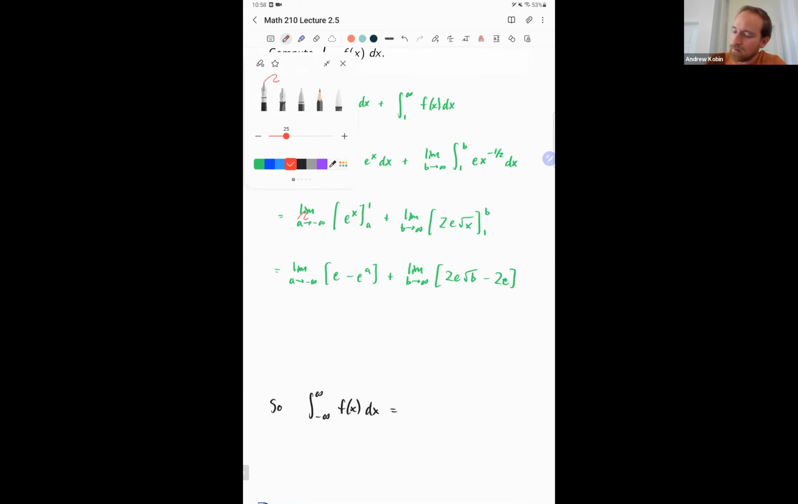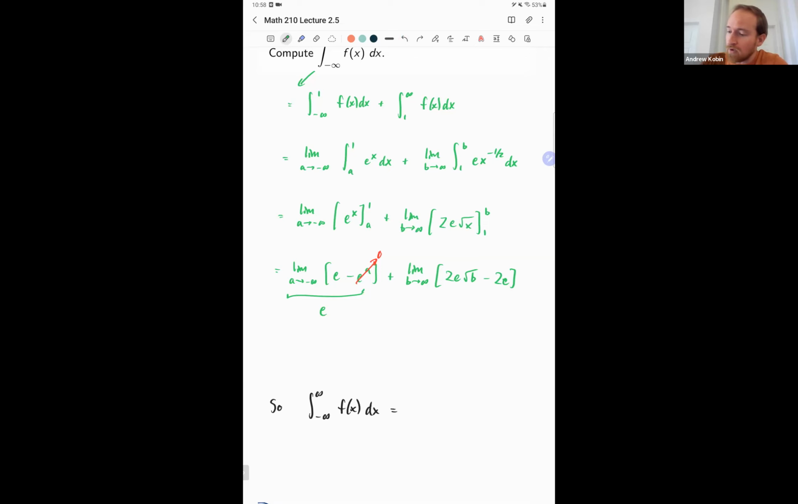We evaluate these limits. Again, one of the practice limit problems we did said that as the exponent goes to negative infinity, e to that exponent goes to 0. So go back and look at that first 6-part problem we worked on together if you don't remember. So this whole expression goes to e, or in other words, this limit exists. So one of the two improper integrals converges.